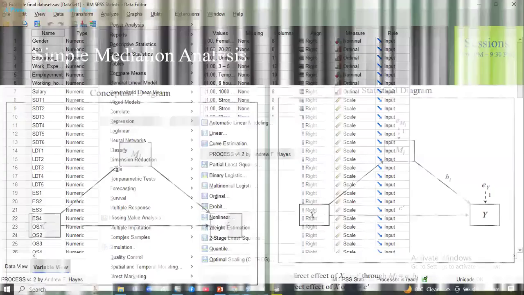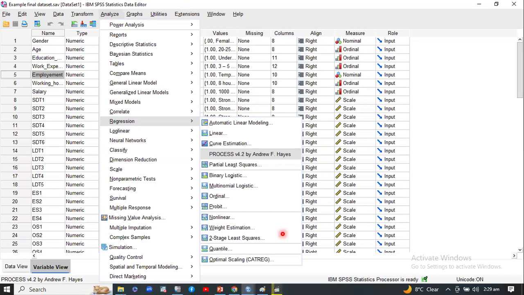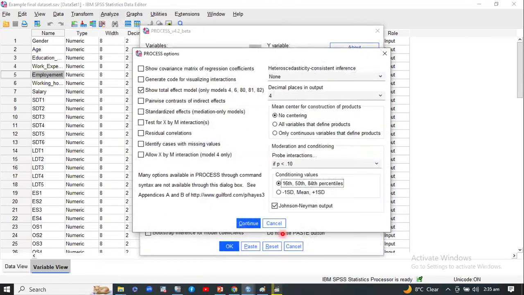So how can we analyze our mediation analysis data? You go to Analyze, Regression, PROCESS by Andrew F. Hayes. You need to select show total effect model, because in case of mediation analysis, we need the total effect model, as it includes the direct effect and indirect effect. So total effect means the direct impact and indirect impact. So we need the total effect model, and we need to adjust to no centering because we are not using any moderation analysis.